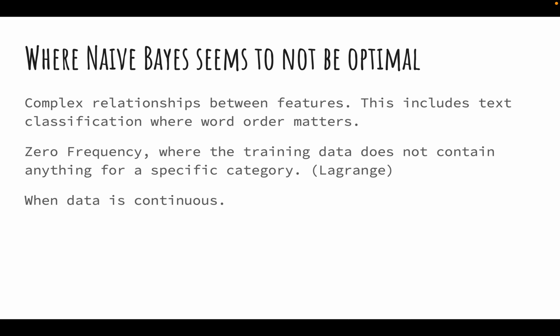There's also an issue with zero frequency, where training data does not contain anything for a specific category, meaning when it does show up, you can never classify it correctly. And lastly, if data is continuous, it might not be the best option to use naive Bayes, especially if you're trying to capture complicated relationships. If you know the continuous data does not have complex relationships, you can discretize it and it should be fine. But if it does, don't use it. And continuous data tends to have those kinds of relationships built into it.